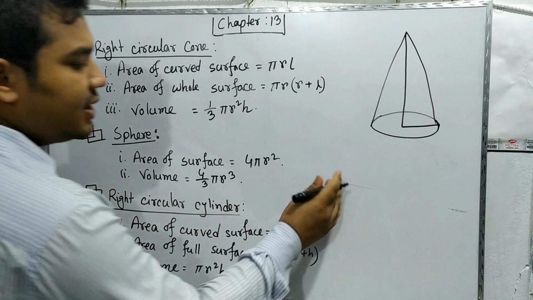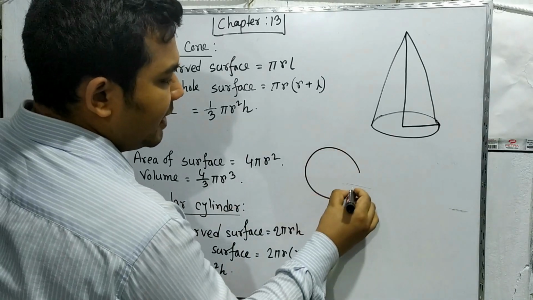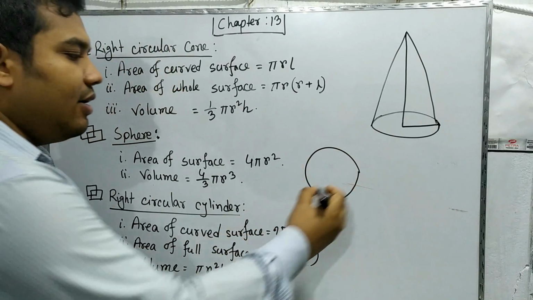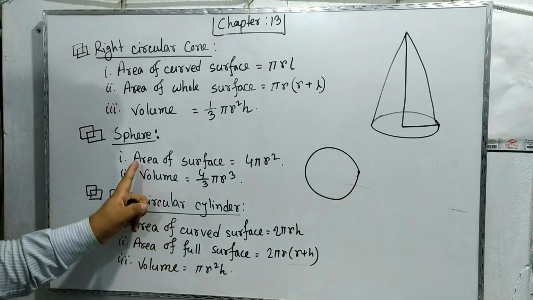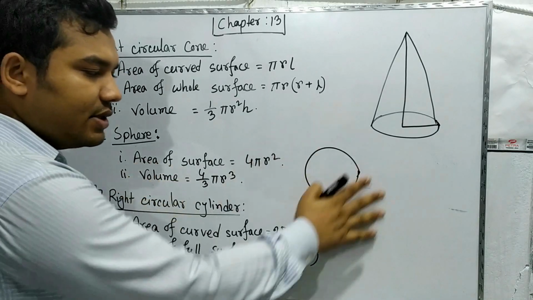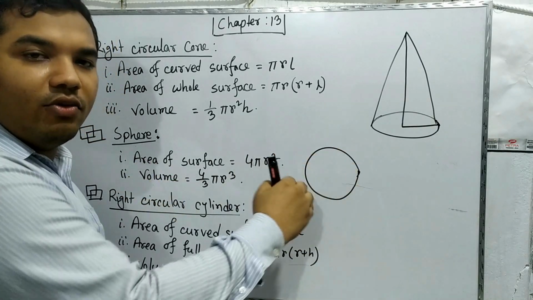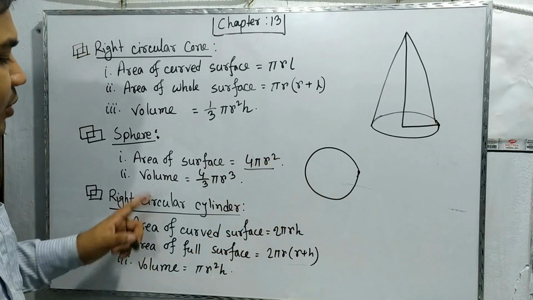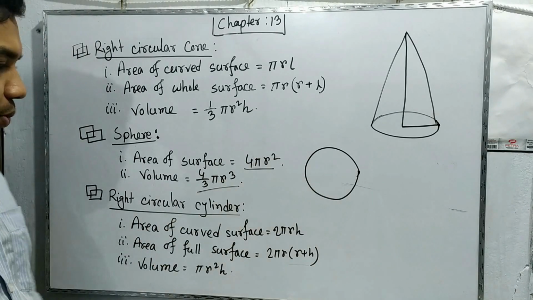Now the sphere. A sphere can be seen as a circle. In this case, we need to find the surface area, not the circular area. The area of the surface is 4 pi r square and the volume is 4 by 3 pi r cube.